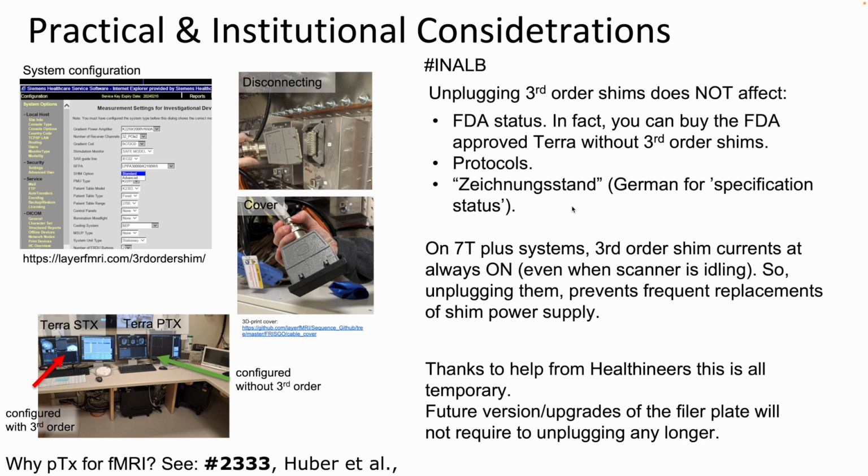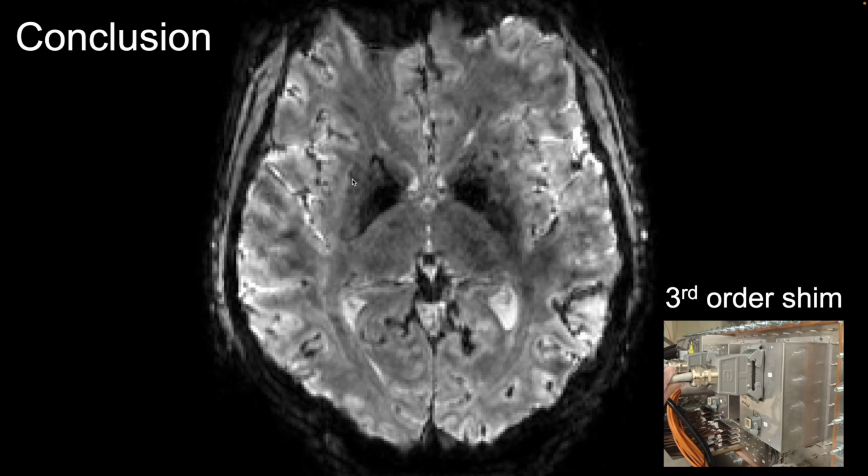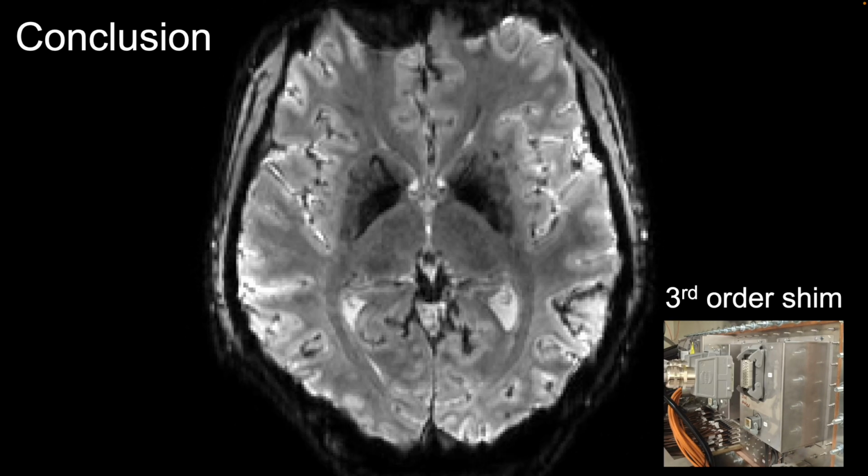Luckily, all these issues with the third order shim are probably a temporary issue, as our friends from the vendors are working on solutions to update these filter plates so we don't have these oscillations anymore. In conclusion, if you think you had good data before, just unplug your third order shim and you will have great data instead. It's incredibly simple. Just unplug the third order shim and you have an improvement of quality.